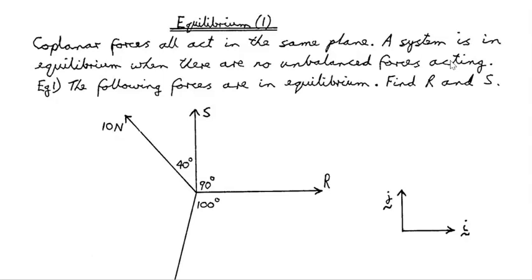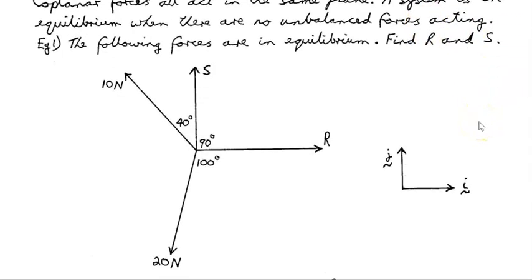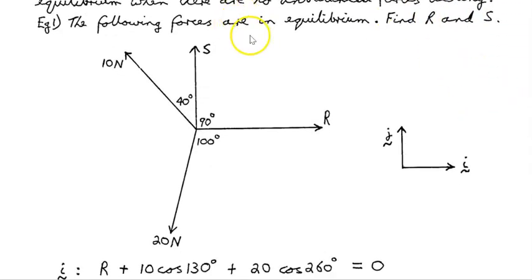All right, coplanar forces. Coplanar means all lying on the same plane, hence it's coplanar. So these are forces lying on the same plane. The example in front of you is a 2-dimensional plane. Coplanar forces all act in the same plane. A system is in equilibrium when there are no unbalanced forces acting. So let's have a look at an example here. We've got the following forces in equilibrium.